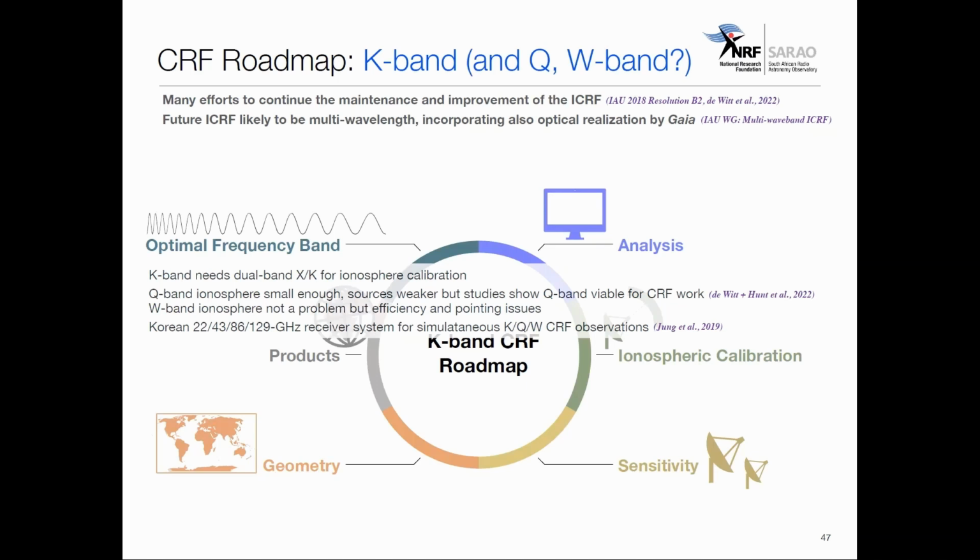On the other hand, studies show that Q-band can be viable for CRF work. W-band, the ionosphere is not a problem, but we think of issues with efficiency, and pointing issues might be a problem. And then, of course, there's this wonderful receiver system from Korea that will maybe in future allow us to do simultaneous celestial reference framework at K, Q, and W-band.